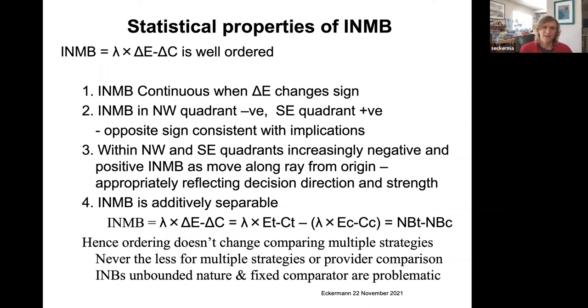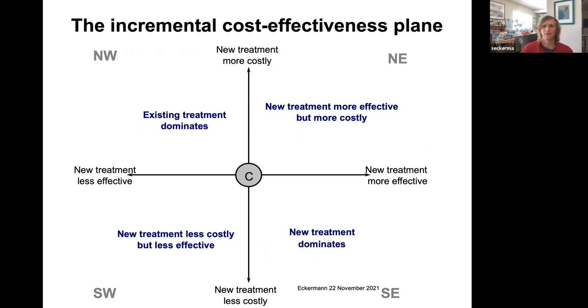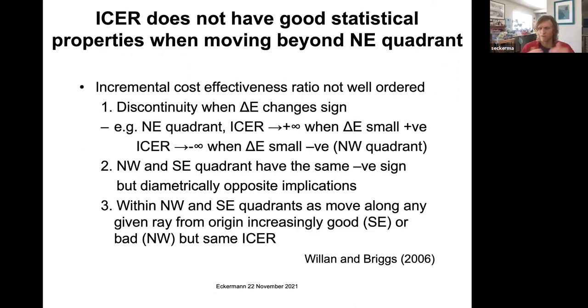Whereas the incremental net benefit does have good properties, it's well ordered, it's continuous when the change in effect sign changes from slightly positive to slightly negative. Well, no blip, but it's continuous, and you get a small change in incremental net benefit. It's appropriately positive in the southeast quadrant when you dominate. It's going to be negative in the northwest quadrant when you are dominated, and that's appropriate. And more generally, as you move along lines in those quadrants, it's going to get slightly more positive or slightly more negative, depending on whether it's the northwest or southeast quadrant.